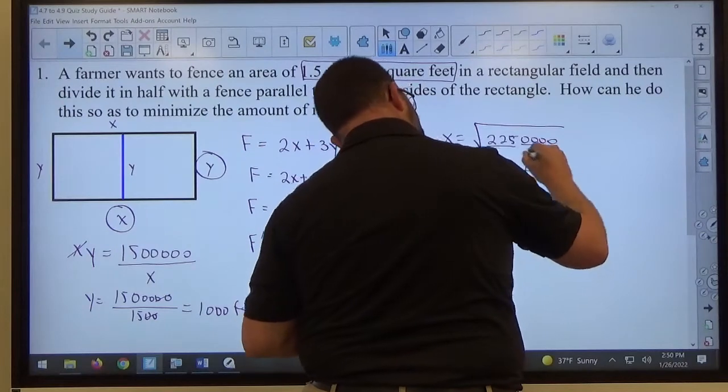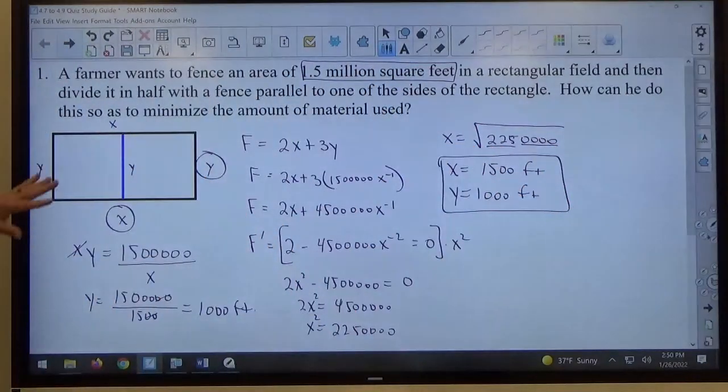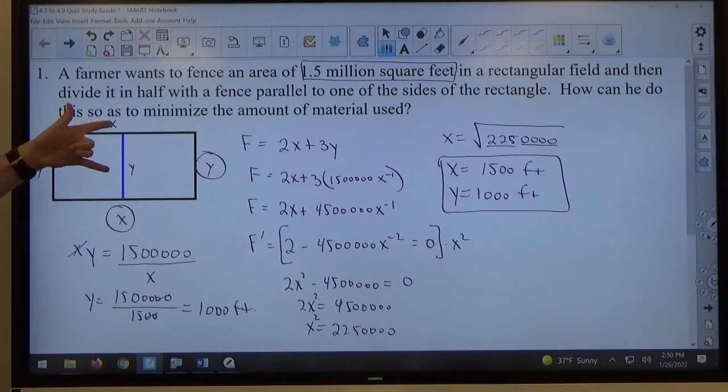Having the dimensions here with the picture on your paper will specifically tell me how to design this. So I don't have to say 1,500 for that side and 1,000 for that. So just having the picture here with the y and x, that'll be sufficient to establish dimensions for the farmer.